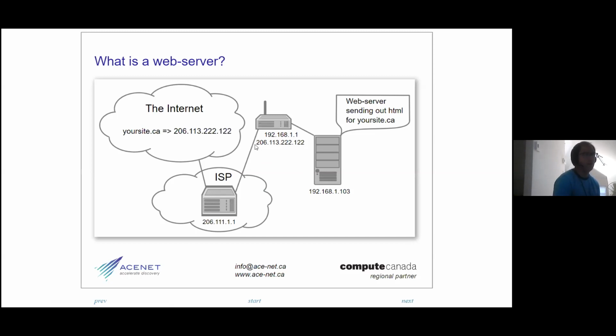I could be wrong about that. But basically it's a number that allows other computers to find yours. And so I've got this little diagram here of what, for example, it might look like if I was running a web server in my office or at home.